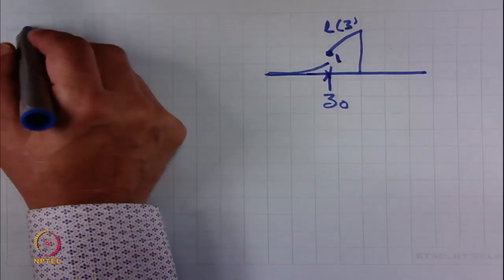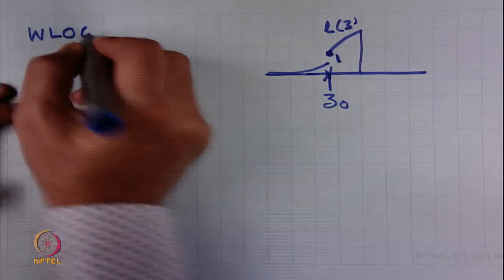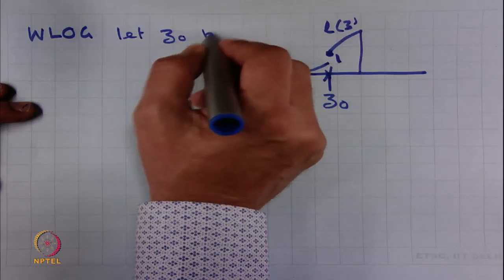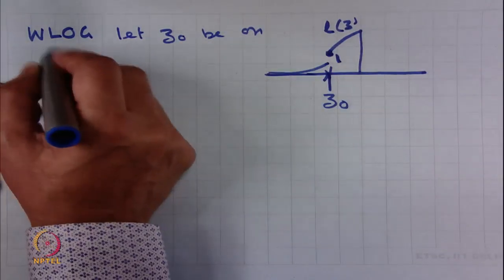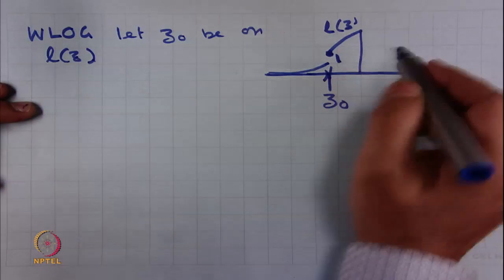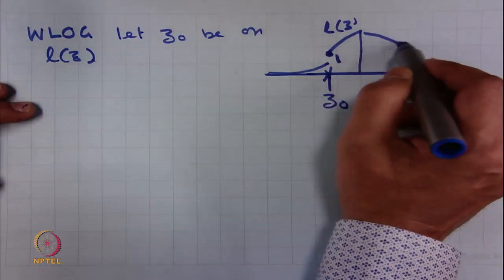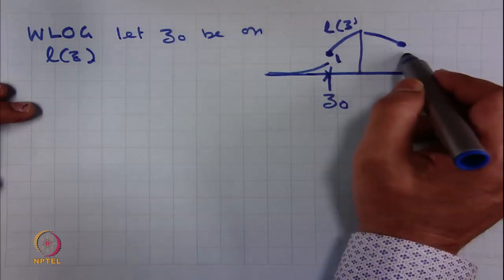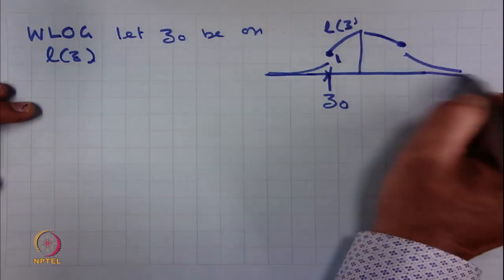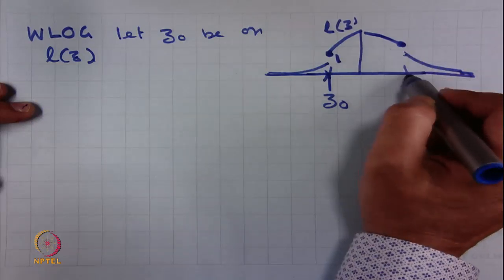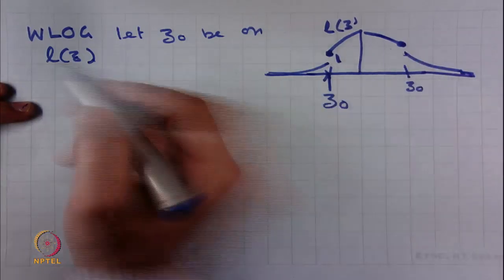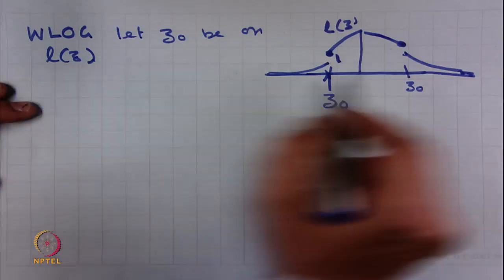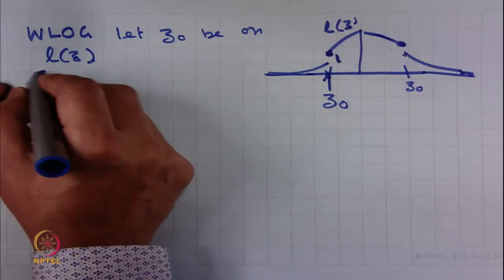So, without loss of generality, let Z naught be on this left side. If it is on the right side, this is a similar situation. If it is a point of discontinuity, we will get a very similar structure here. In either case, it will be the same. So, when we prove for Lz, it will also hold good on this side.